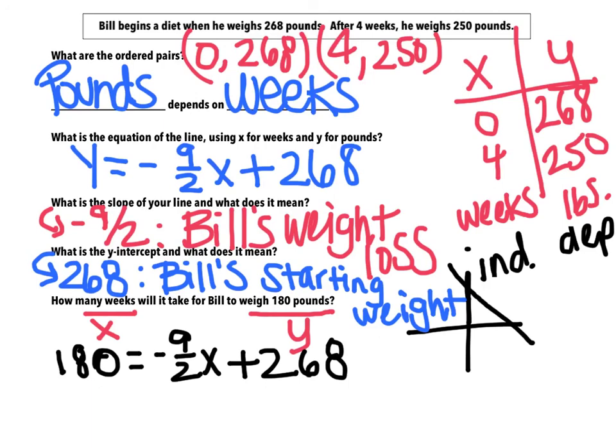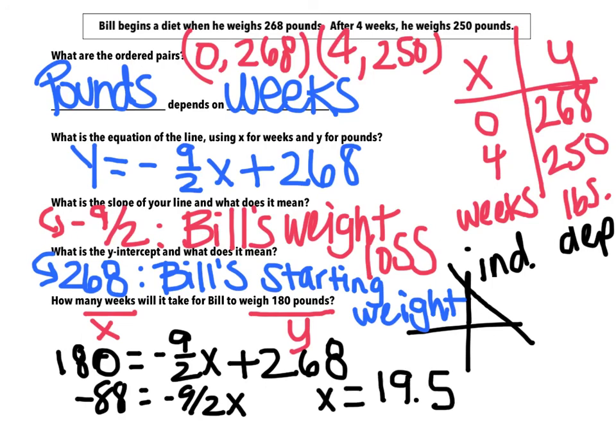Then you solve for that. You subtract the 268 from both sides, and you get negative 88 equals negative 9 over 2x. When you divide negative 9 halves from both sides, you'll end up with x equals 19.5. And you can round that to 20 weeks. So Bill will weigh 180 pounds after 20 weeks.